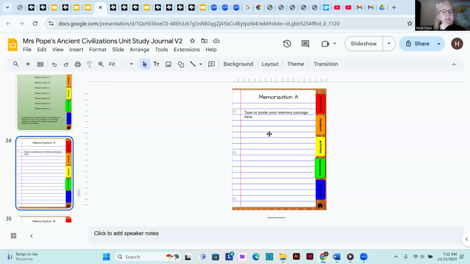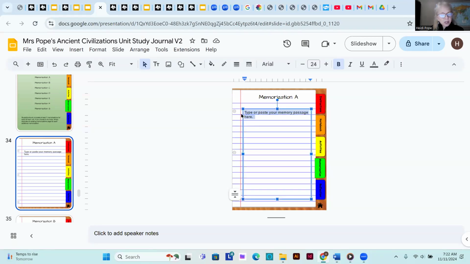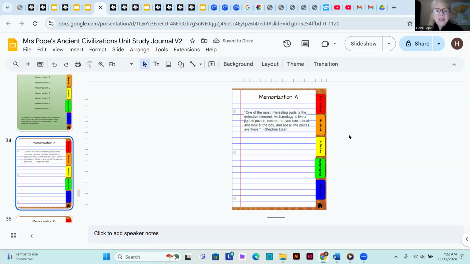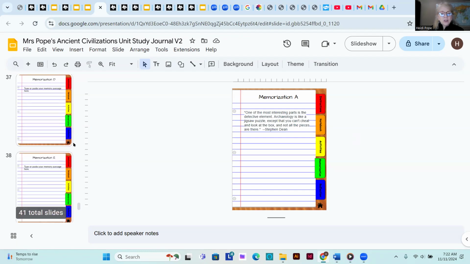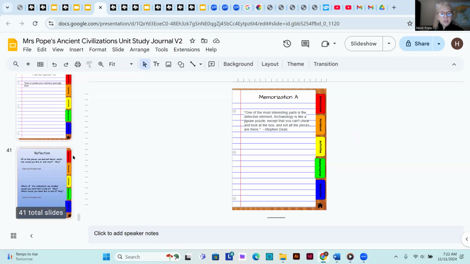Then I'm going to go back to Mrs. Pope's unit study journal, and I'm going to type it right here. I just paste it in. This is the actual memorization that I am trying to memorize. That's why I've included it. Let's increase our font size. Okay. I don't have to do anything else. I've just copied and pasted it here. You can also type it in. You can handwrite it and take a picture of your handwriting. You can do it any number of ways. But you'll need a memorization for each week that you're in class, at least one. You don't need more than one.